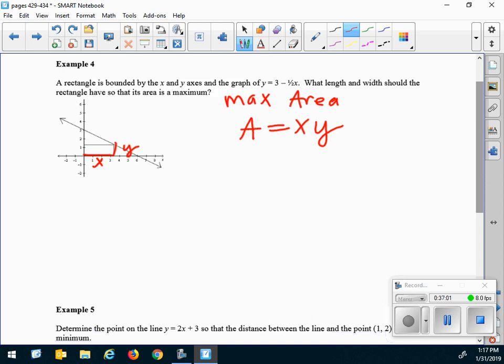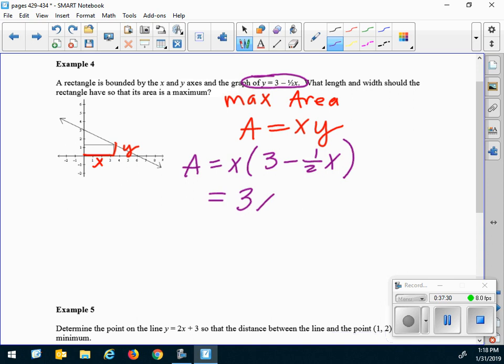Now, do I need a secondary equation? Because I have two variables. Okay, well, where's my secondary equation? What can I do? I've got it. That's my secondary equation right there. So we're going to do A equals X times. Again, I would certainly distribute.